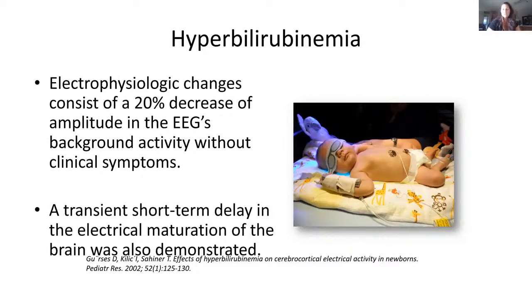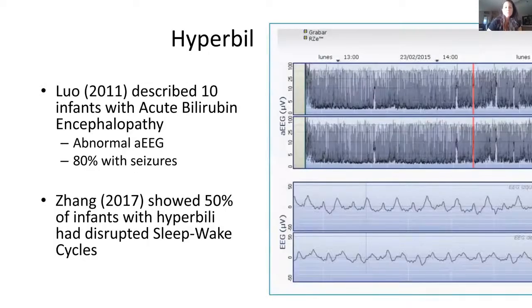So interesting that the bilirubin, we know it can be toxic and it can cause injury, but interesting to think of it, I guess, in this way as well. So in 2011, Liu described 10 babies with acute bilirubin encephalopathy. This is in China, where they have a huge issue with that due to some of their genetic predisposition, but abnormal EEG in many of them, and 80% of them had seizures. So again, just this very large percentage with seizures.